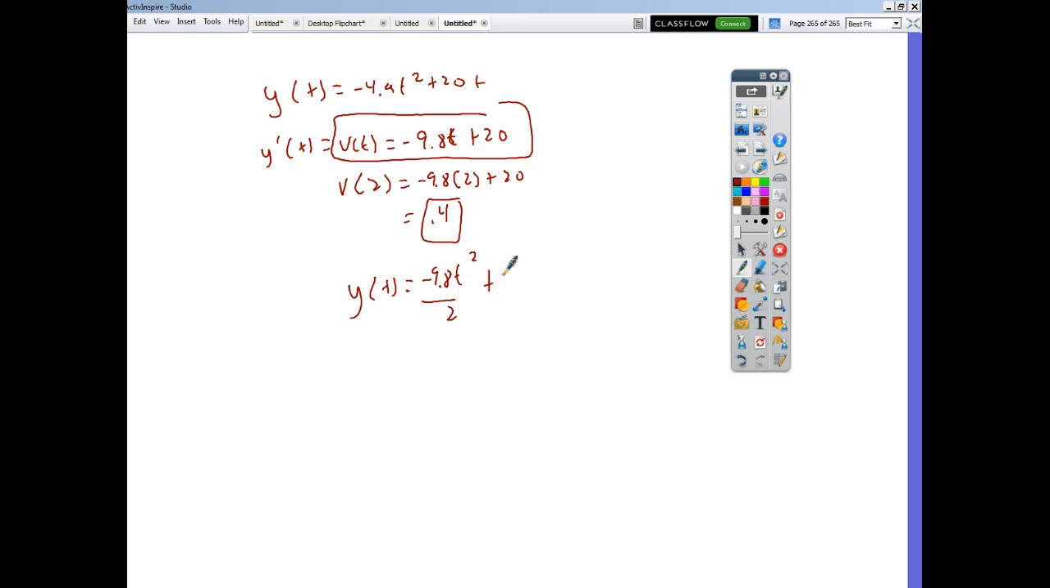Plus, now this is interesting, 20. What's the power of the t on this thing? 0. T to the 0, right? So if I raise its power by 1, it becomes t to the first, 20 divided by 1. Which makes sense because we just drop these when we take the derivative. And so I get negative 4.9 t squared plus 20t. Surprise, surprise.